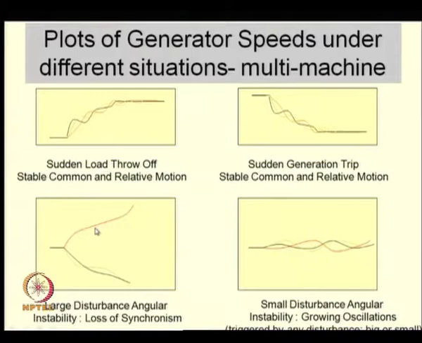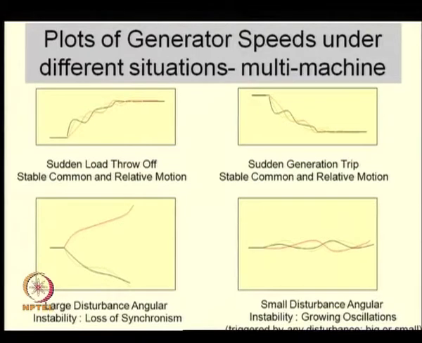This can happen for a large disturbance like a fault, wherein synchronous machines which normally run at the same speed suddenly lose synchronism because of the fault. This is a large disturbance phenomenon. Another problem which may arise with relative motion is that the power swings or the low frequency oscillations which we see following even a small disturbance sometimes may be poorly damped or even grow with time.